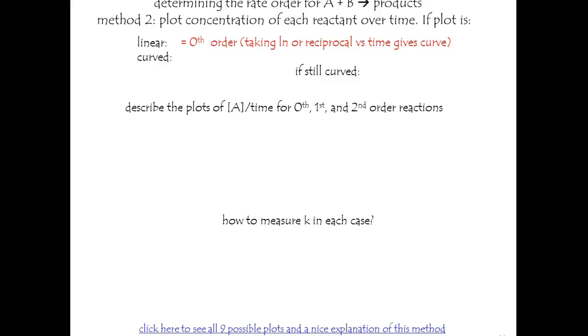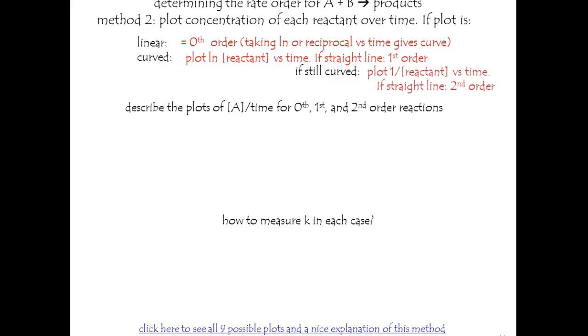So plot the natural log of the concentration versus time. If that is linear for the natural log, then it's a first order reaction, meaning a proportional effect. If it's still curved, it's probably going to be second order. So now you should plot 1 over the concentration versus time. And if you do get a straight line, then it is a second order reaction. So here we are describing these three types of plots.